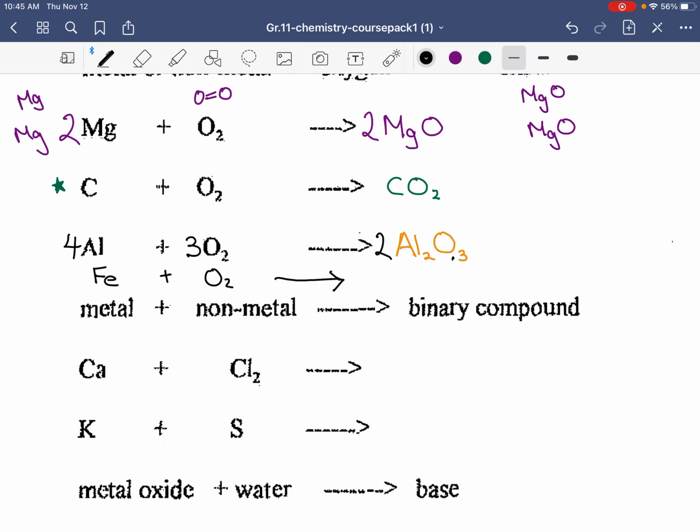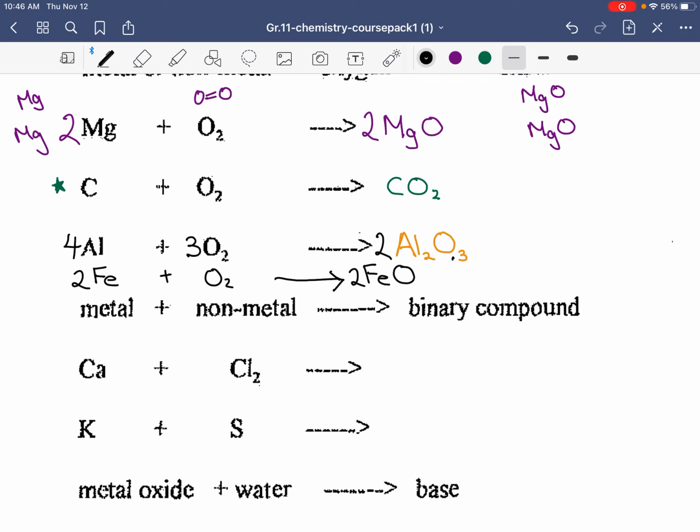If you were to do this reaction, iron reacting with oxygen, both products can exist. So let's say it's the +2 iron that we're looking at. The answer will be FeO. Which means if I'm going to balance it, I better put a 2 here and put a 2 here. There you go. Everybody's happy.